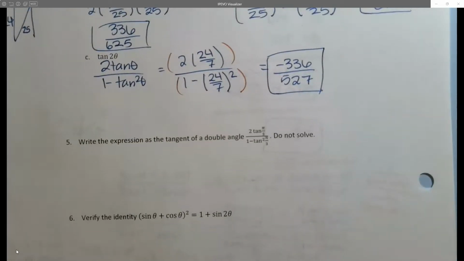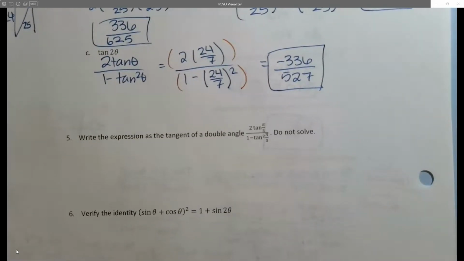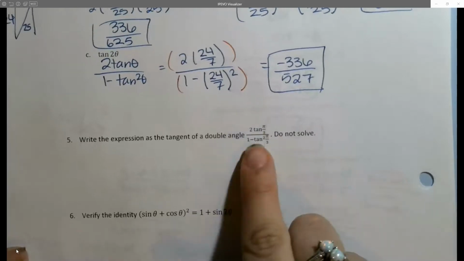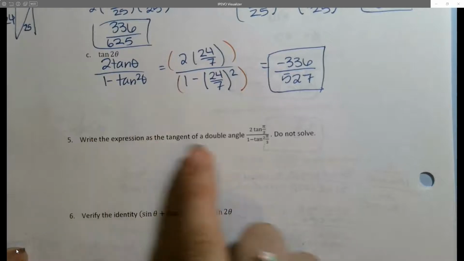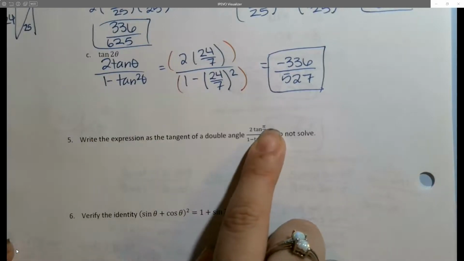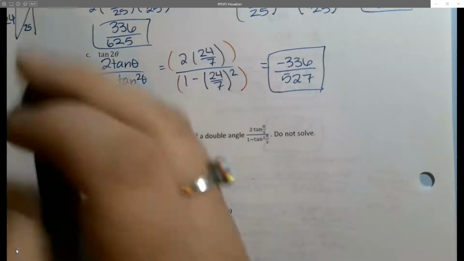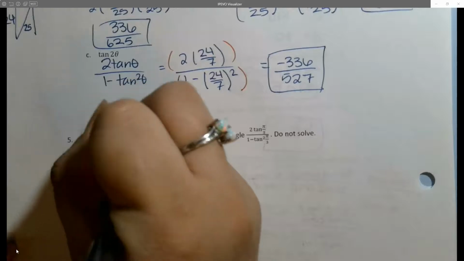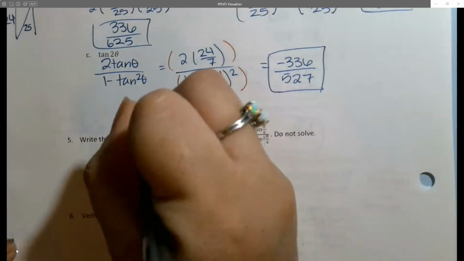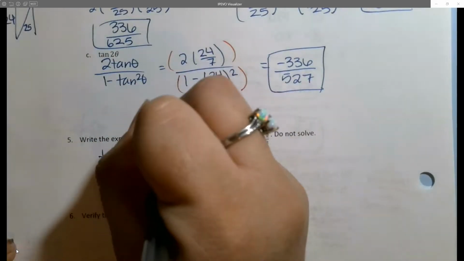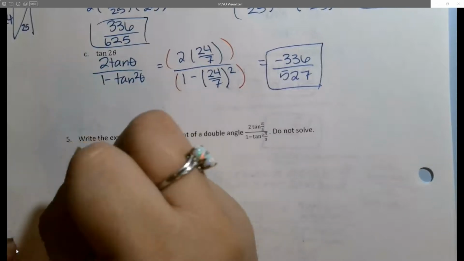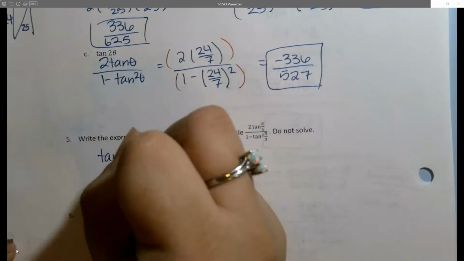Okay. Number 5 just wants me to write out the expression as the tangent of a double angle. It doesn't actually want me to solve this one. What I would do is, this is following that form right there. So I know that my original theta is just pi thirds. So I'm plugging in for tangent, and then 2 times my theta, which is pi thirds. So this would just give me tangent 2 pi thirds.